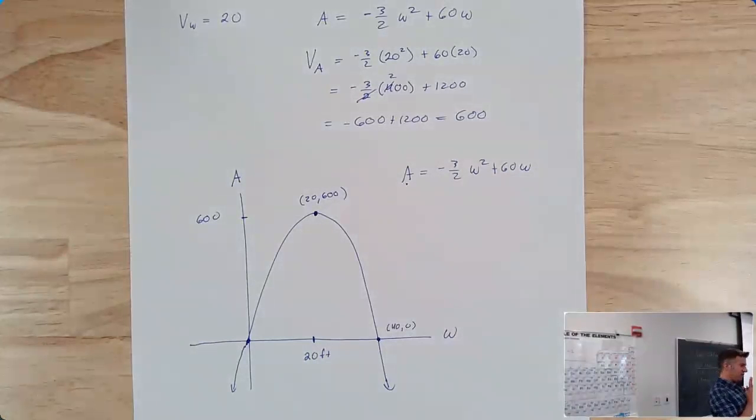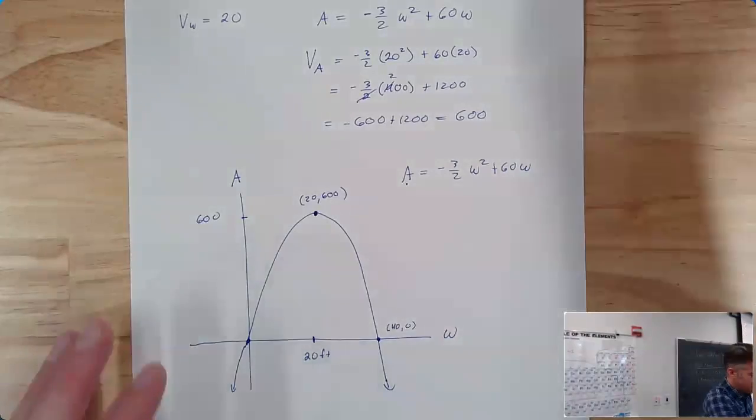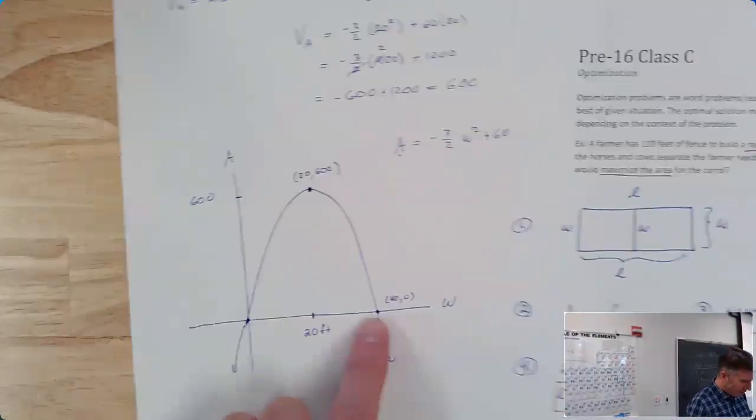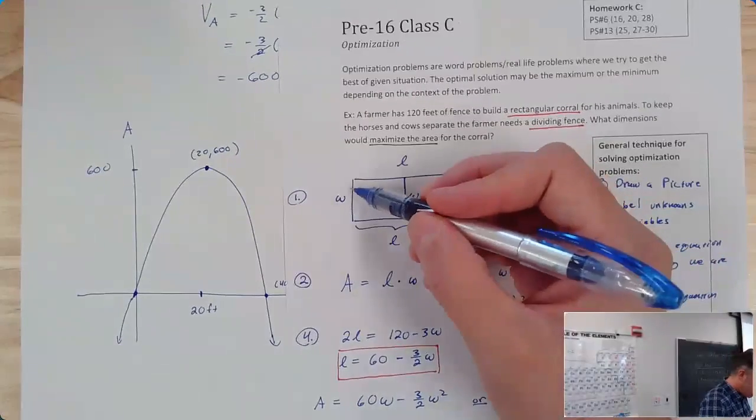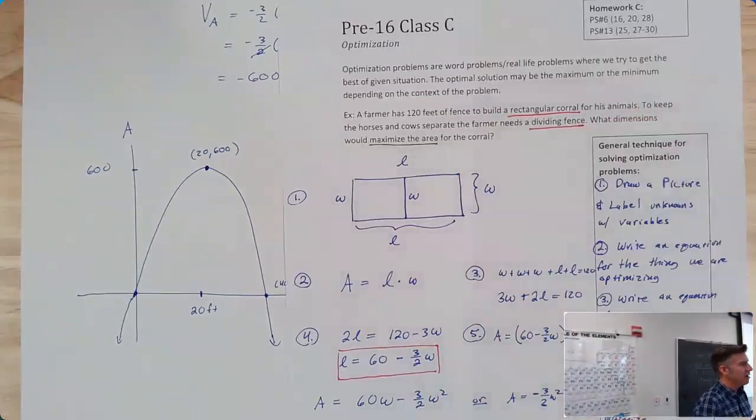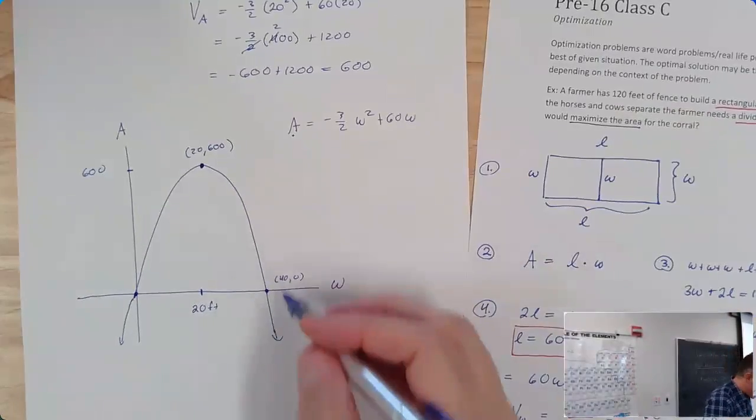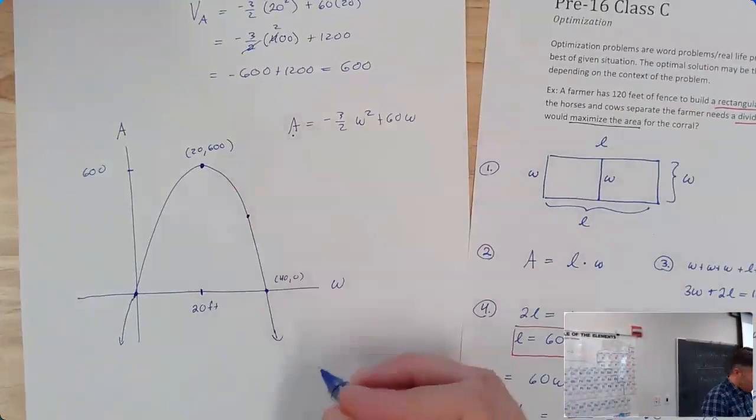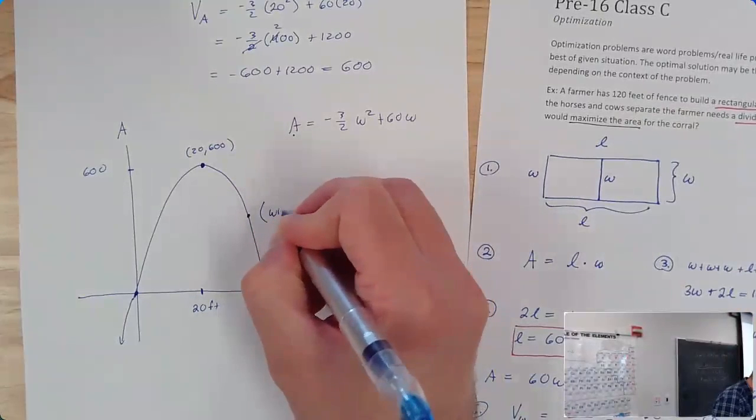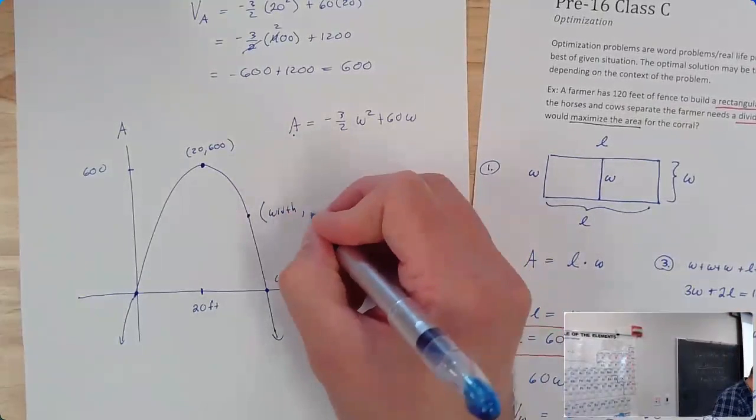If I have a 0 width corral by however long a corral, the area's got to be 0, right? And also, if my width is 40, we look back over here for a second. If I use 40 feet here and 40 feet here and 40 feet here, I've used up all the feet. 40 times 3 is 120. So if I had a 40 width corral, my length would be 0. So my area would also be 0. So all the points on this parabola are telling you a width coordinate and an area that goes with it.